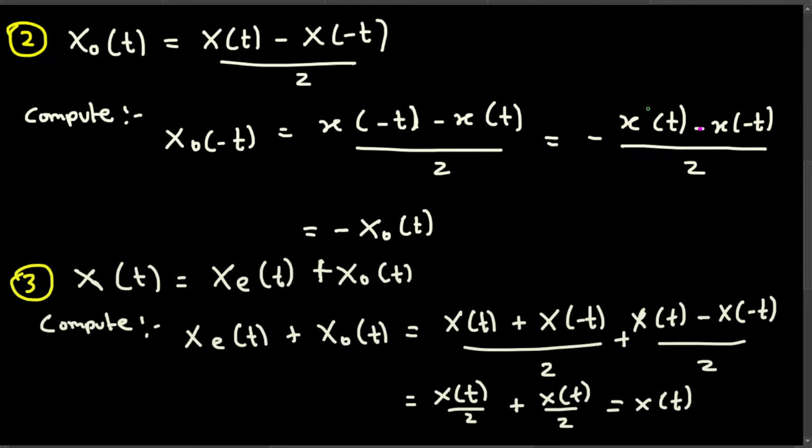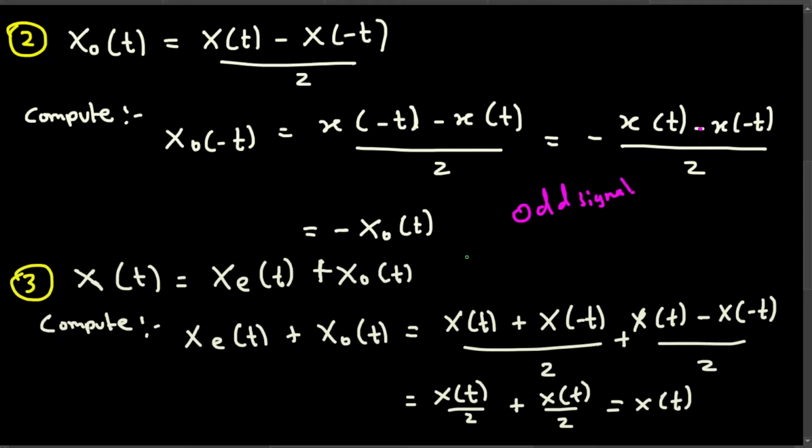And then if you compare this one with this, it is x o of t and then minus x o of t, so we are getting minus x o of t. If we just get x of t alone, that is even. If we're getting minus in front, that's an odd signal. So we proved this one.